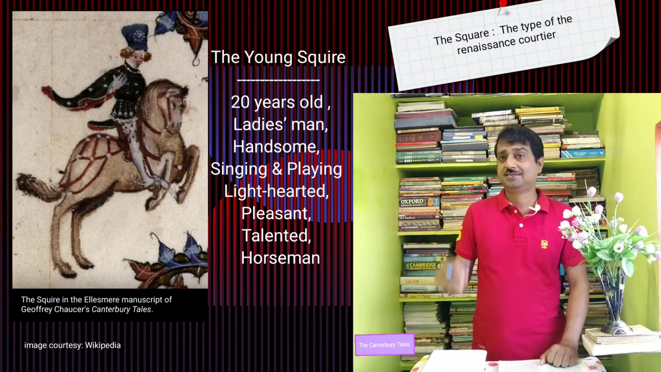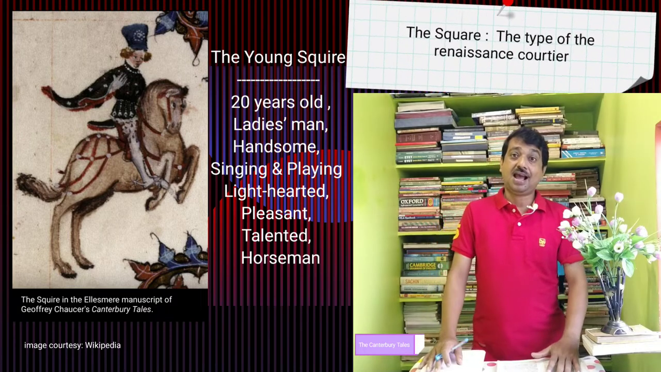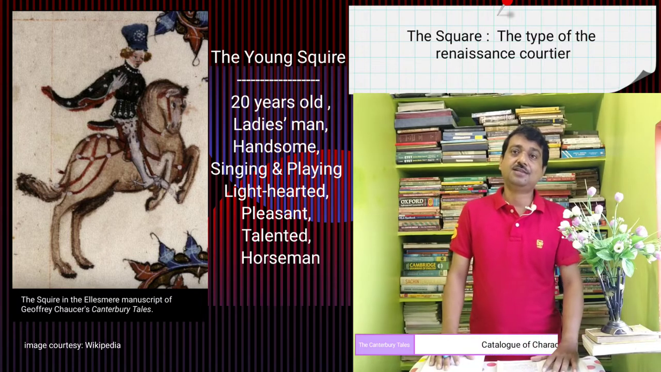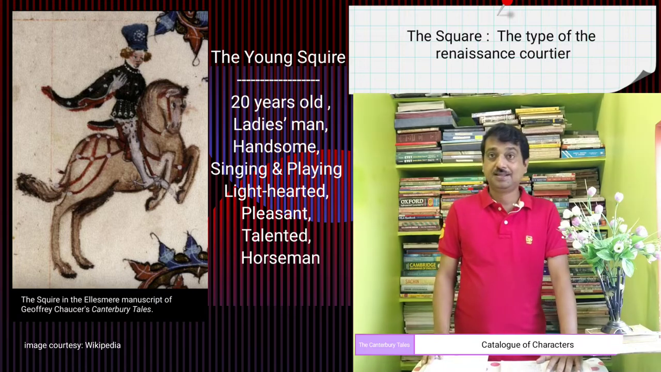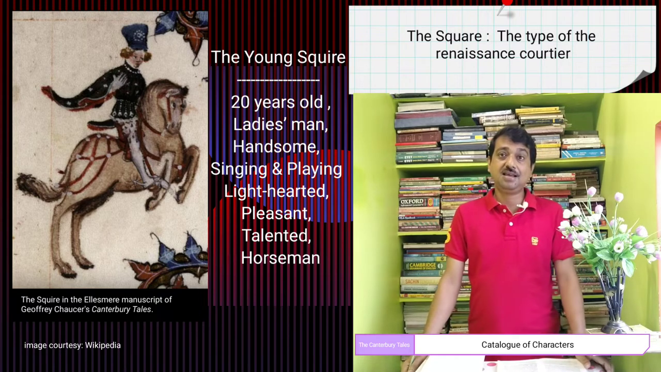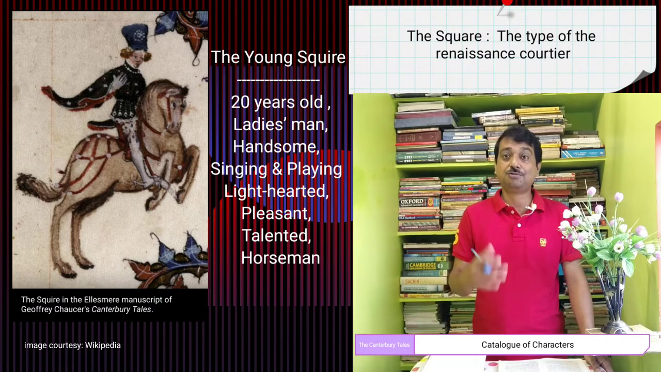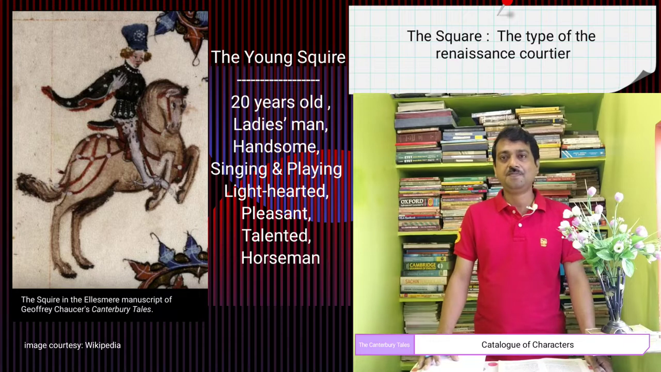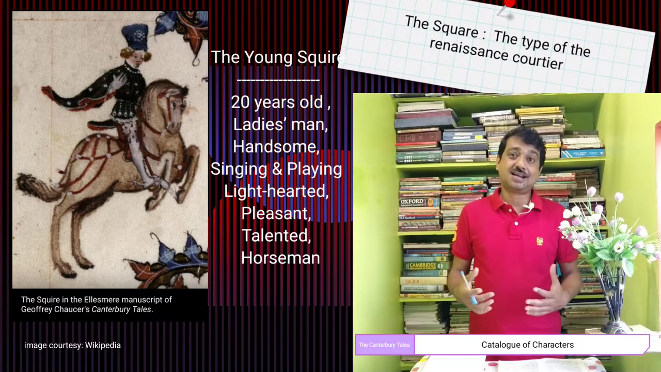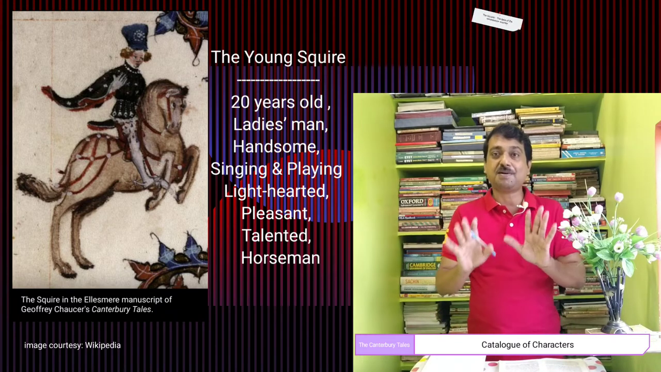Another notable character is the young squire, embroidered like a meadow and as fresh as the month of May. The knight's son, about 20 years old, is a ladies' man, handsome, with curly hair, strong and agile, singing, playing the flute, high-hearted, pleasant, talented, and a fine horseman. He knows how to joust, dance, ride, and draw. His character anticipates the type of the Renaissance courtier. He is in the Canterbury party out of pleasure. So, different characters have different perspectives in this tour.